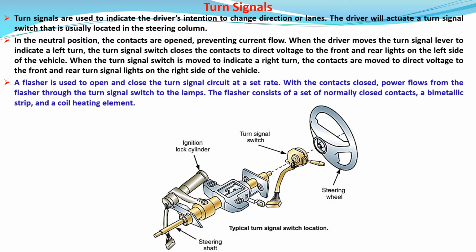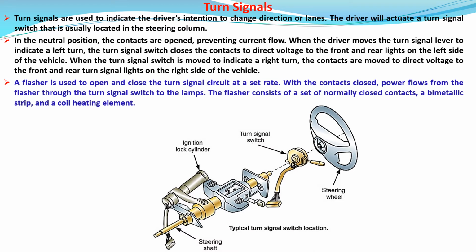Turn signals are used to indicate the driver's intention to change direction or lanes. The driver will actuate a turn signal switch that is usually located in the steering column. يعني الإشارة مال السيارة عند الانعطاف إلى اليمين أو اليسار.